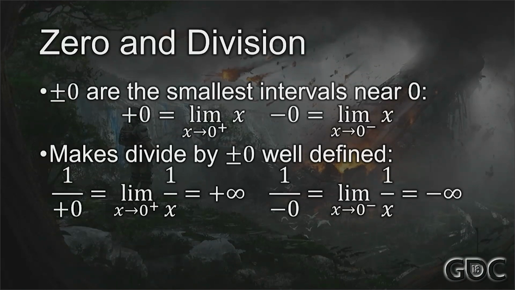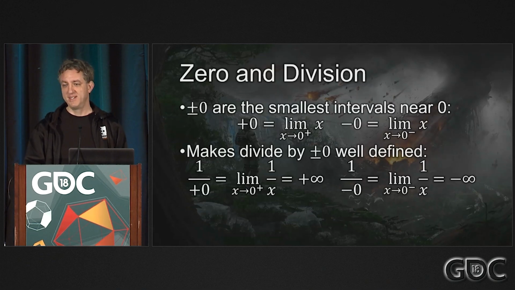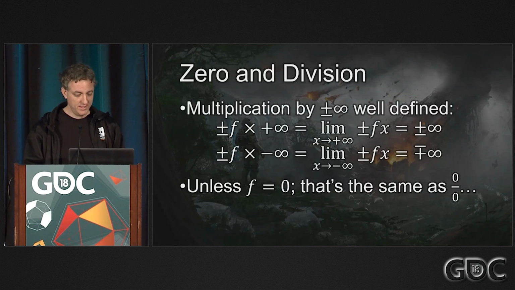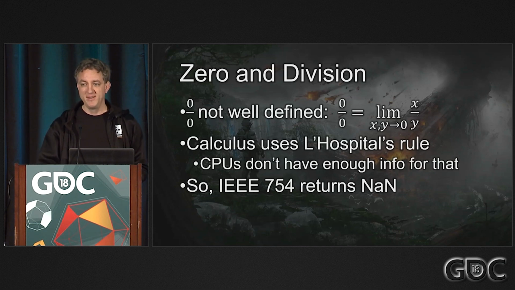I mean, it might have seemed odd to have -0, but because of this and the fact that you get plus and minus infinity when you divide by them, it's actually very useful to us to have positive and negative 0 be different. And multiplication by infinity is also well-defined because you can use these limits, and you basically just combine the sign bits and keep infinity. Unless f is 0, then 0 times infinity is the same as 0 divided by 0, which is not well-defined.